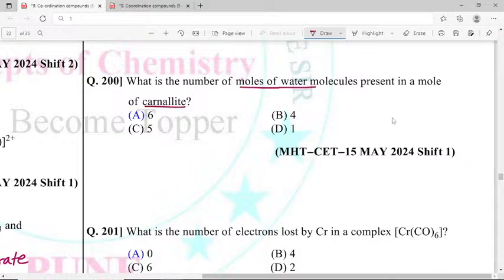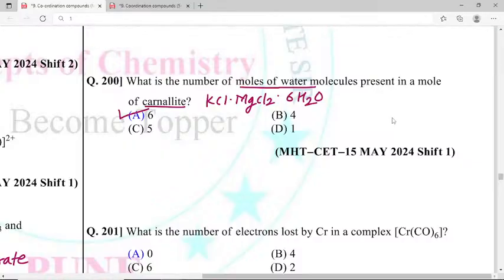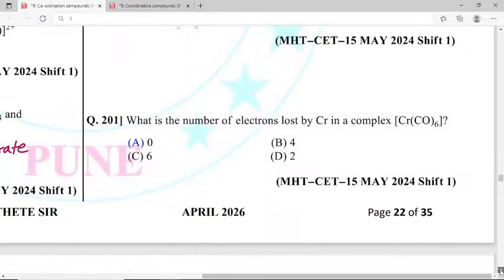What is the number of moles of water molecules present in carnallite? Carnallite is KCl, MgCl2, and 6 hydrate. So it contains 6 waters of crystallization. Number of moles of water molecules: 6. Carnallite has the formula KCl, MgCl2, 6 hydrate.